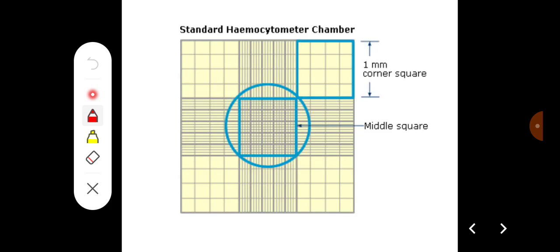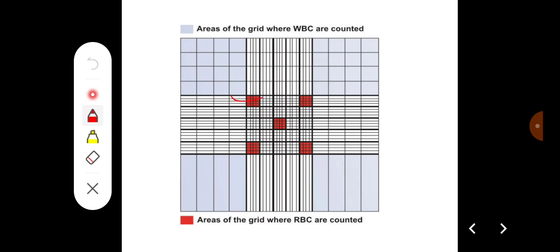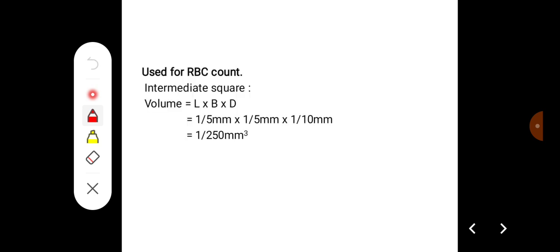So this is the central square, which is used for the counting of RBC. As we discussed, it is further divided into 25 squares, and amongst the 25 squares, the peripheral corner squares and the central square, that is 5 intermediate squares, are utilized for counting the RBCs. So these are the 5 squares which are utilized for counting the RBCs.